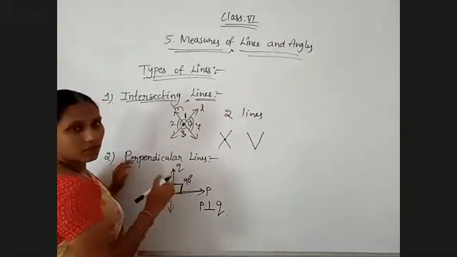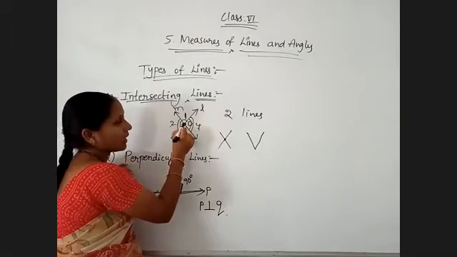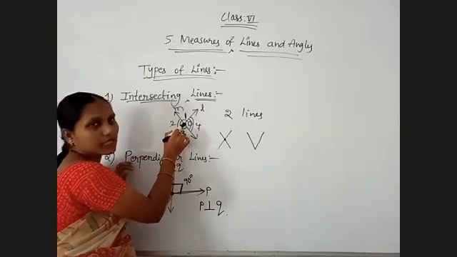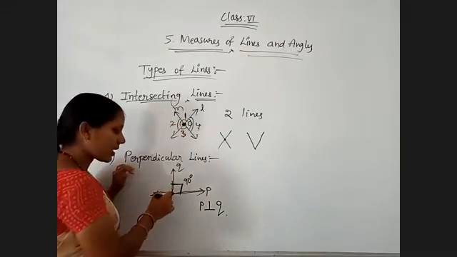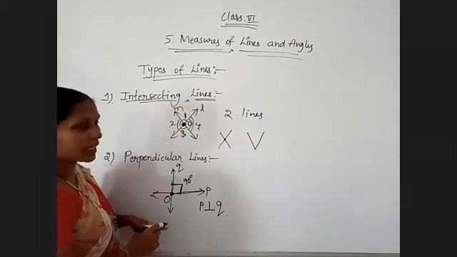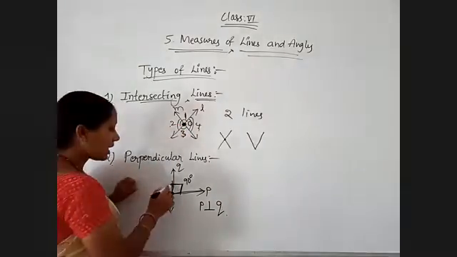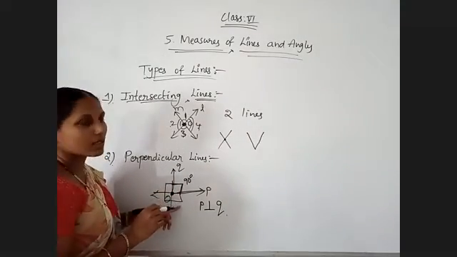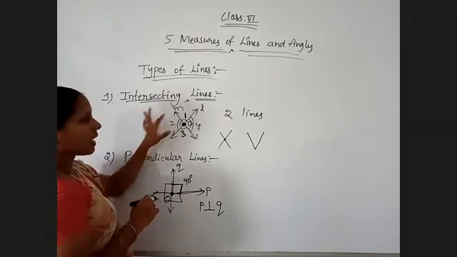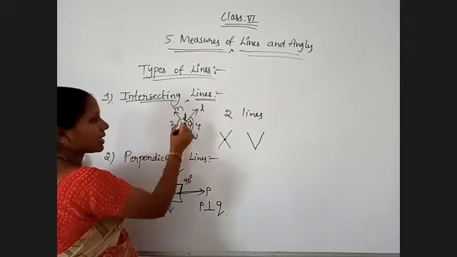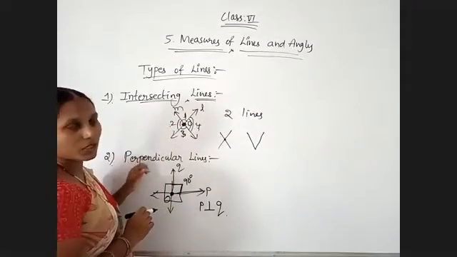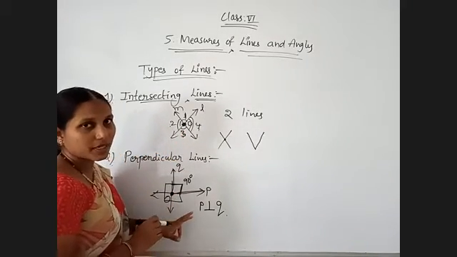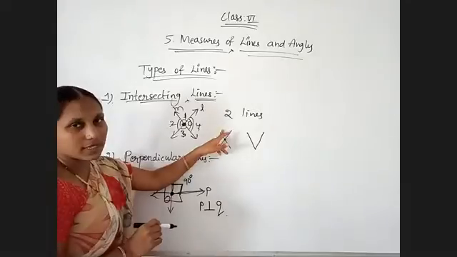Okay? And remember, whenever we get the meeting point, then only we will get the angles. So in case of intersecting lines we are getting the angles, and as well as in case of perpendicular lines also, we are getting the angles. And here each angle is equal to 90 degrees, 90 degrees, 90 degrees, 90 degrees. But in intersecting lines, vertically opposite angles are equal and we get two acute angles, not equal to 90 degrees. Okay? If the angle is equal to 90, those are perpendicular lines. Not equal to 90, those are intersecting lines.